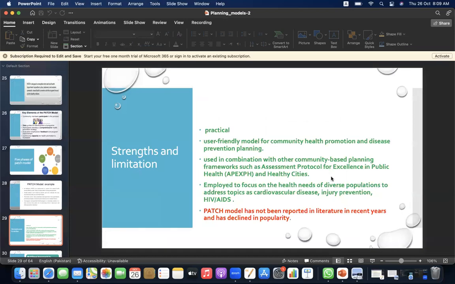Strengths and limitations of this model. It's practical, a user-friendly model for community health promotion and disease prevention planning. It is used in combination with other community-based planning frameworks such as the Assessment Protocol for Excellence in Public Health and Healthy Cities. It is employed to focus on the health needs of diverse populations to address topics like cardiovascular diseases, injury prevention, HIV, AIDS, and so on. The PATCH model has not been reported in literature in recent years and has declined in popularity.